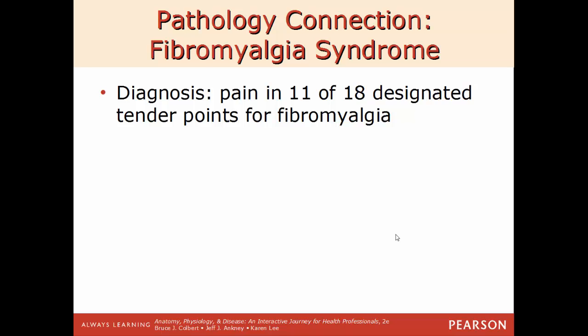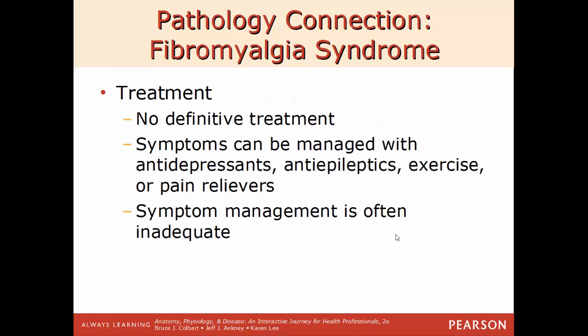Diagnosis. The way you diagnose fibromyalgia is having pain in 11 of the 18 designated tender points. These are located throughout the body. Right, the way you treat fibromyalgia, there's no agreed upon definitive treatment for the syndrome. Symptoms can be managed: exercise, pain relievers, antidepressants, antiepileptics, and so on. But usually, managing your symptoms doesn't really do a whole lot of good. So it is fairly inadequate for most people.